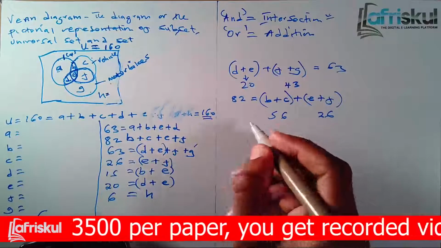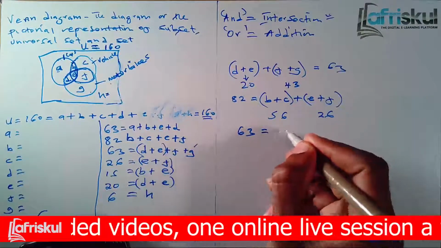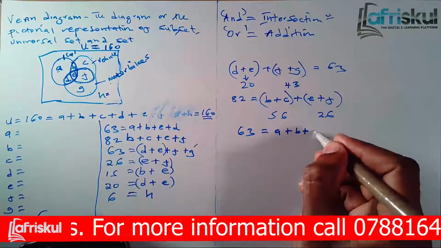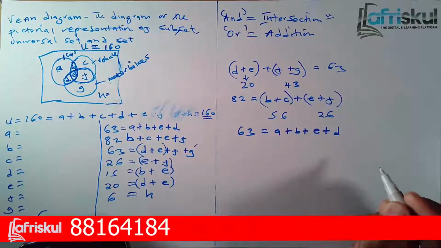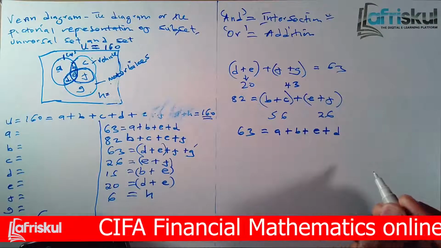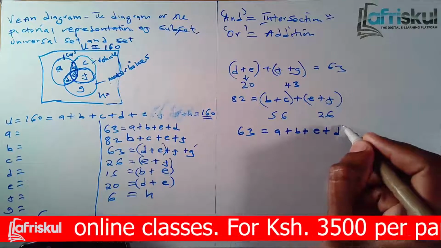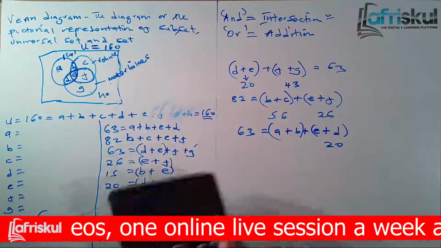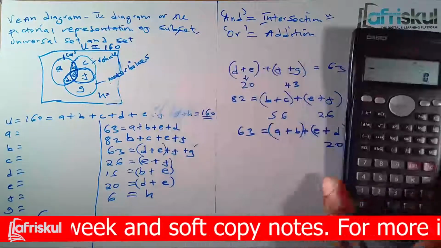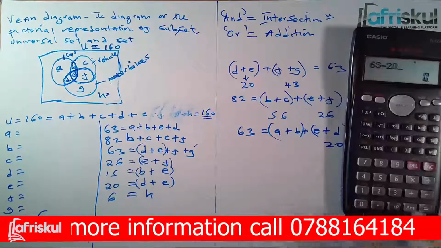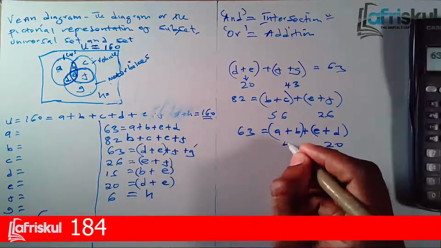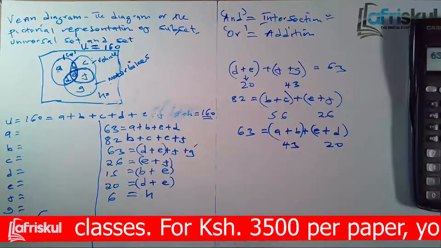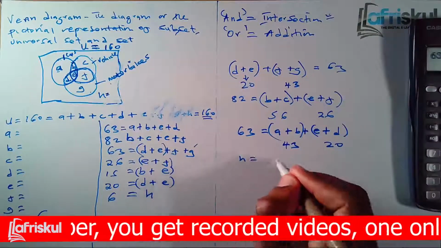And the examiner has also given us 63 equals A plus B plus E plus D, and we've been given D and E, which is 20. Therefore, 63 minus 20, we also get 43. Therefore, we have some unknowns, and we know our H is equal to 6.